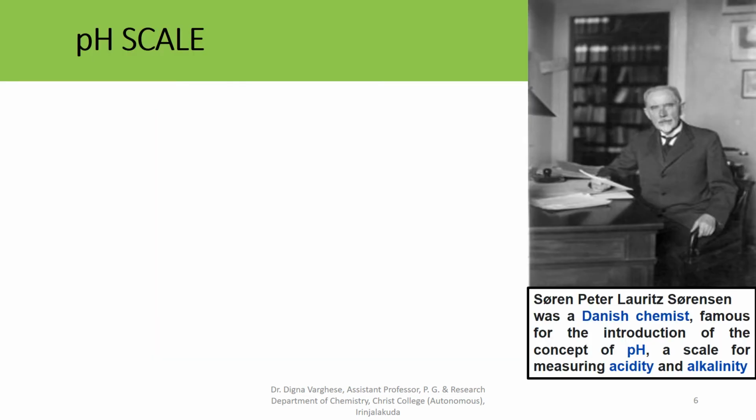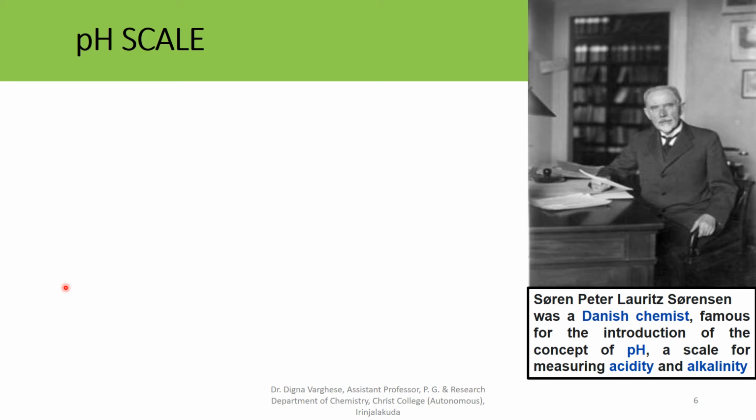We have seen that the acidity and alkalinity of a solution depends upon its hydronium ion concentration and hydroxide ion concentration. We know that for an acid solution, the hydronium ion concentration is high. For a basic solution, the hydroxyl ion concentration is high. These concentrations can vary within very wide limits.